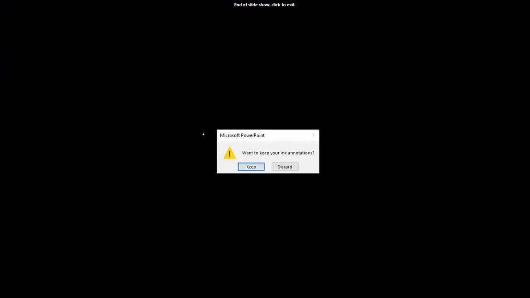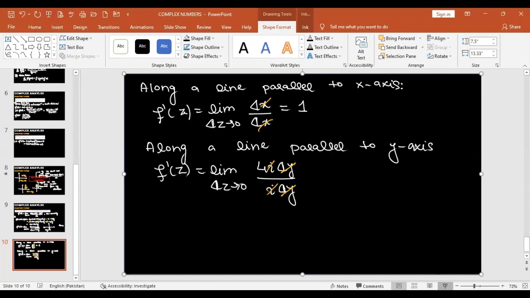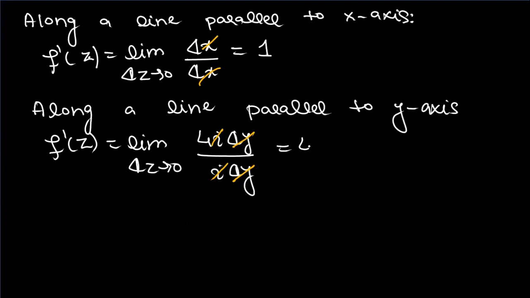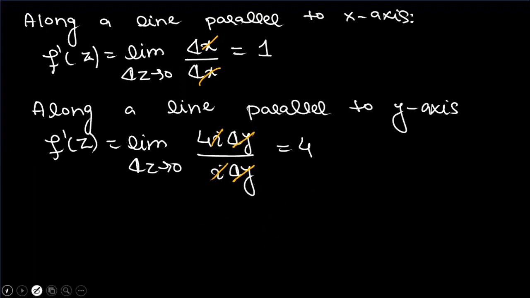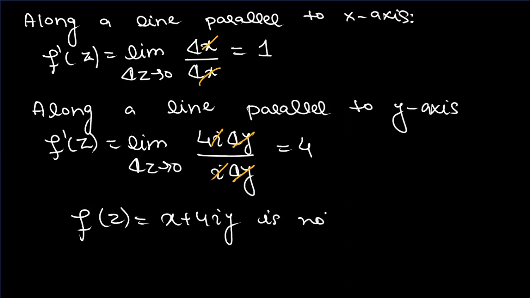So we have again 4 as the answer. You can see that our function along the x-axis approaches the value 1, while along the y-axis it approaches the value 4. So we have proved that the function f(z) = x + 4iy is not differentiable, because it gives different values along the x-axis, or real axis, and along the y-axis, or imaginary axis. So this is our video.